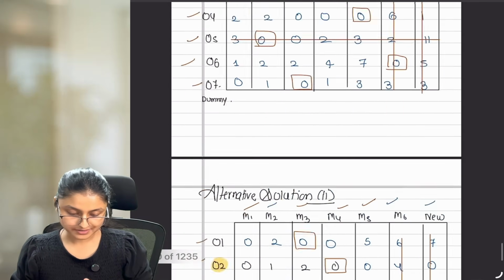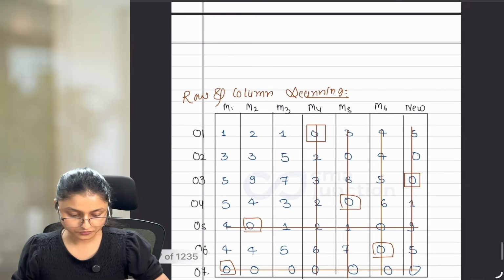Now, if you have not written the second part, any part is left of this B part of the question, you can write it now.